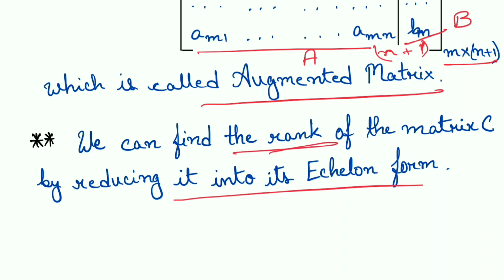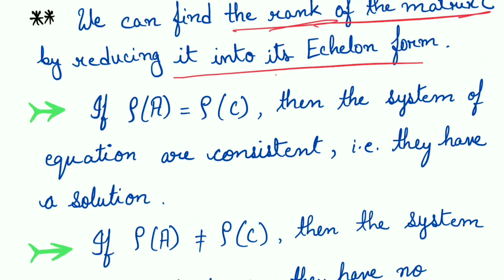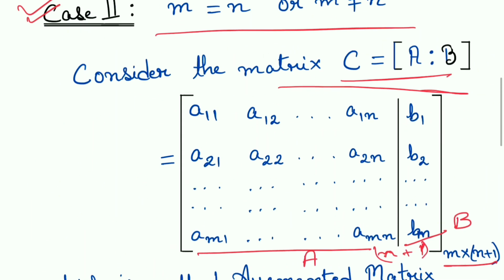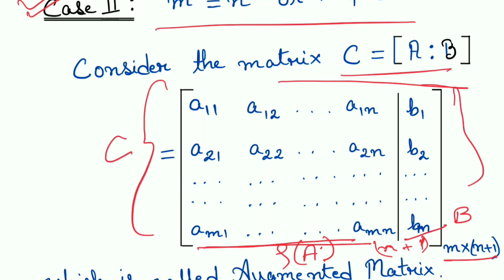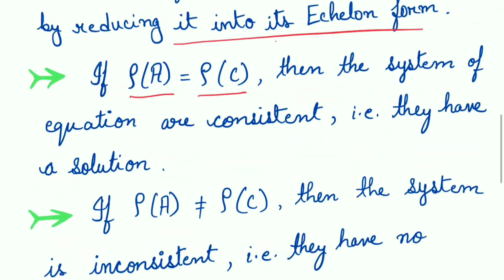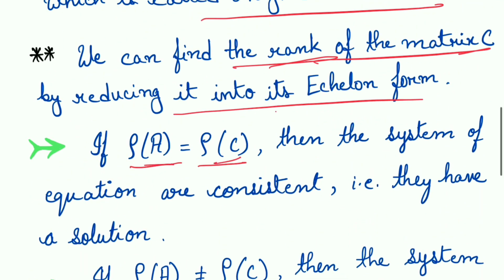Now to find the rank of the matrix C, that is the augmented matrix, we reduce it into its echelon form. What was echelon form? The leading element should be 1 and the zero rows should be placed at the end. Further, what is the rank of C here? Rank of C is the rank of this whole augmented matrix, that is the combination of coefficient matrix A and the resultant matrix B.